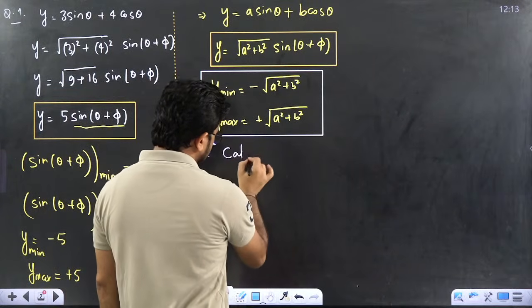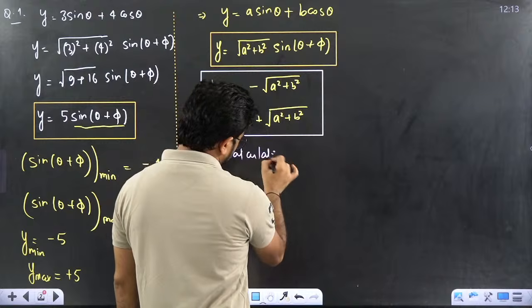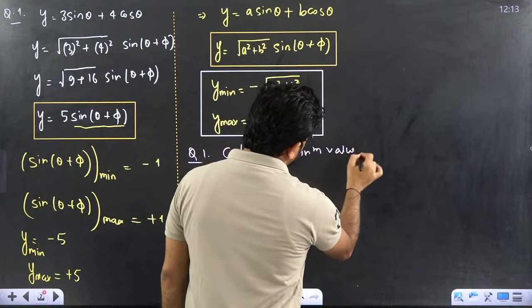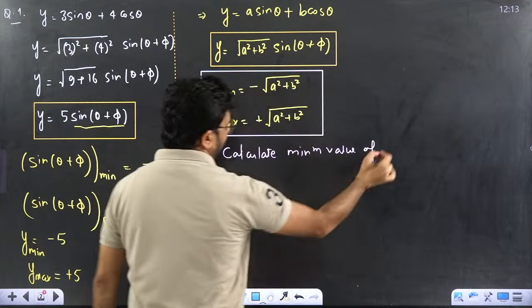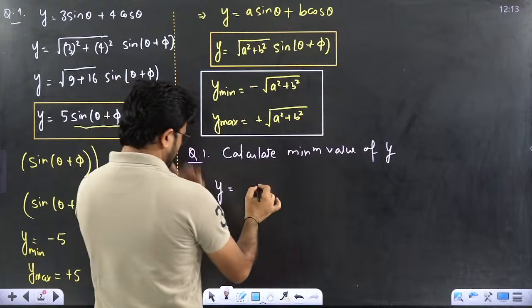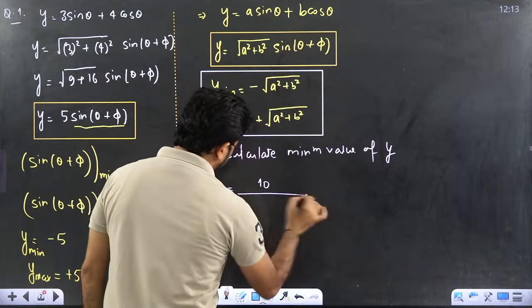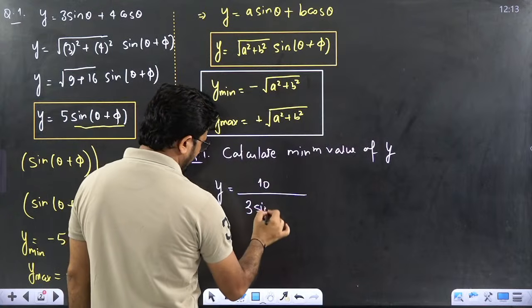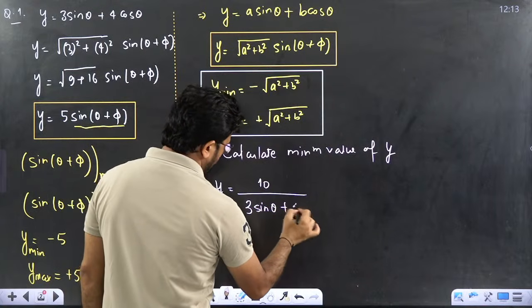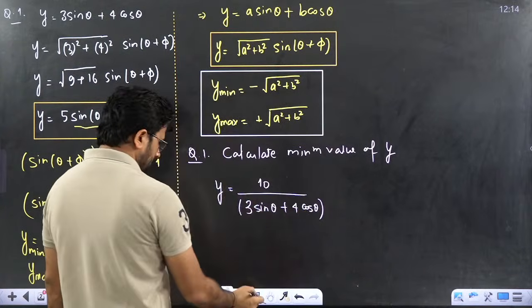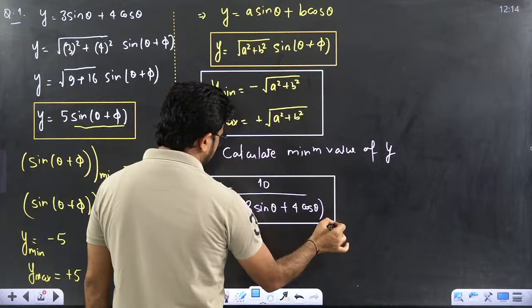I am asking one question. Calculate the minimum value of y. Y is given to you, that is 10 divided by 3 sine theta plus 4 cos theta. This is a very simple question. It is given to you.